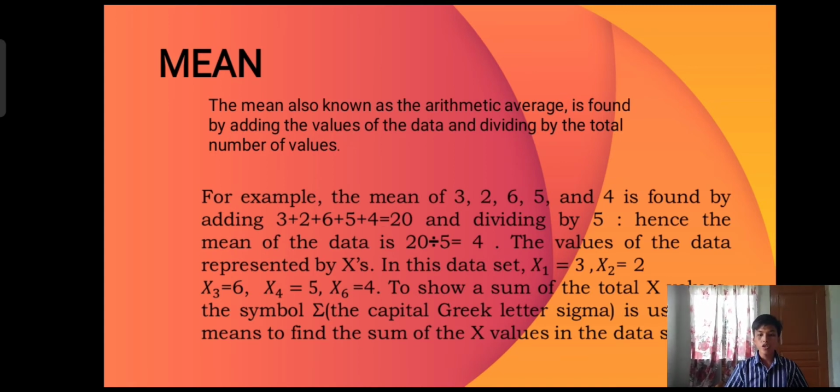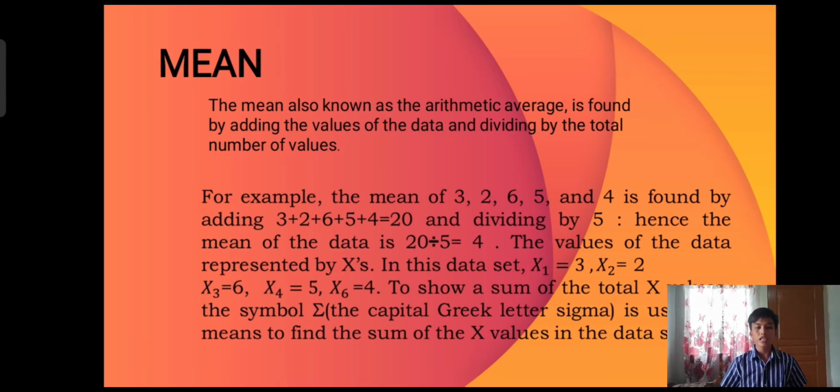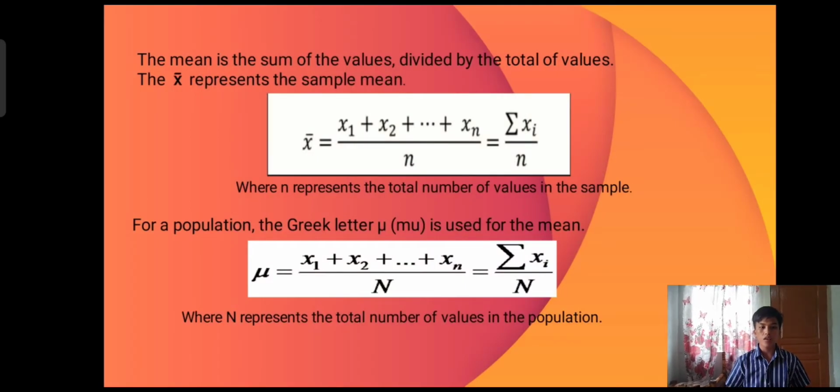The values of the data are represented by x in this data set. x1 equals 3, x2 equals 2, x3 equals 6, x4 equals 5, x5 equals 4. To show the sum of the total x values, we use this symbol. The capital Greek letter sigma is used to find the sum of the x values in the data set. The mean is the sum of the values divided by the total number of values.